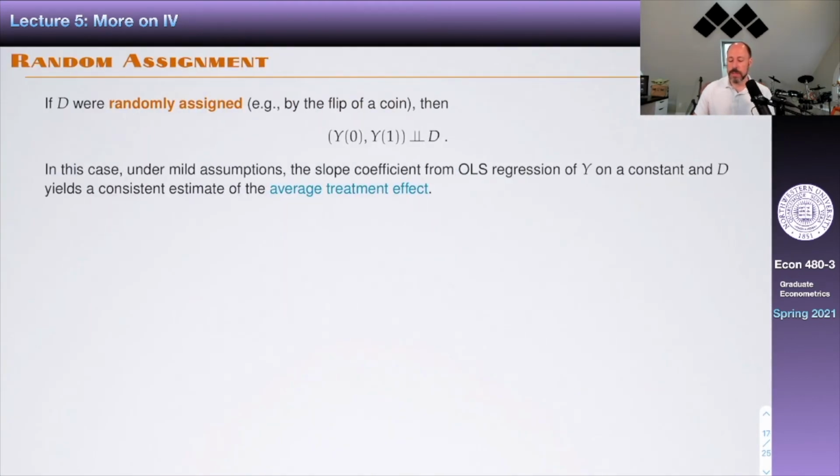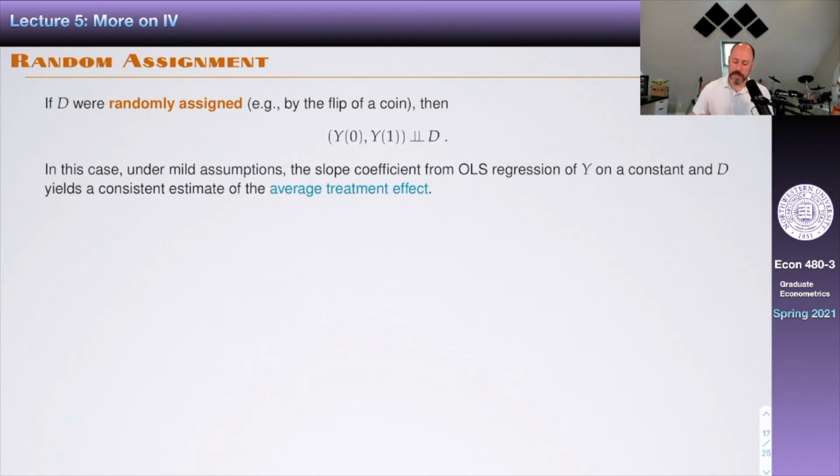So, let's start with the case where there's random assignment. So, d is randomly assigned, for example, in the context of an experiment in which you just flip a coin to assign people to treatment and control. And in that setting, you have that the treatment is independent of the potential outcomes by virtue of how we are assigning the treatment exogenously. And so, as we saw before in class or in your homework, under this assumption, the slope coefficient from an OLS regression of y on a constant and d yields a consistent estimate of the average treatment effect.